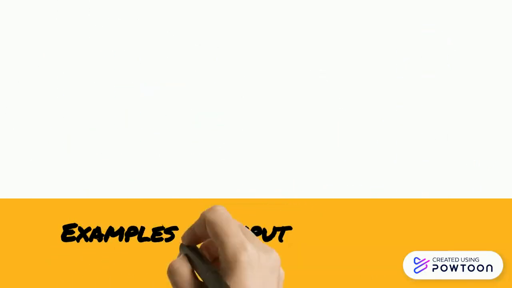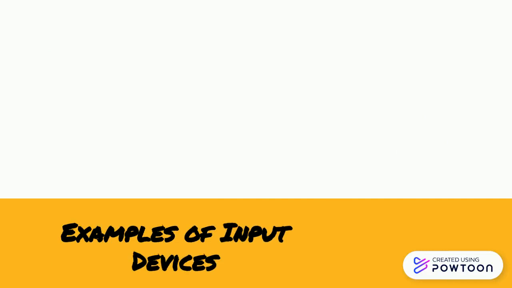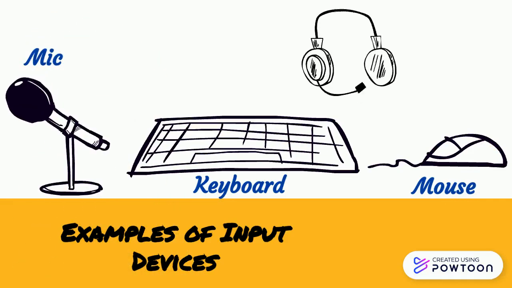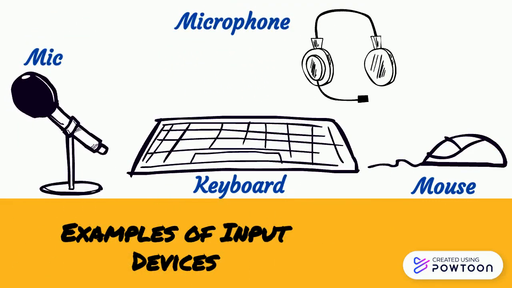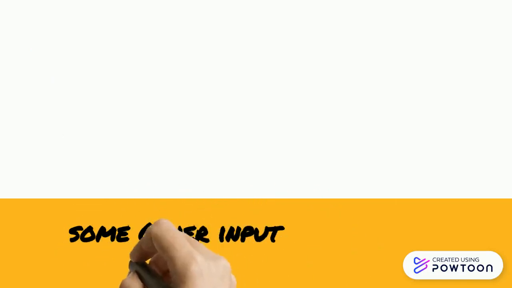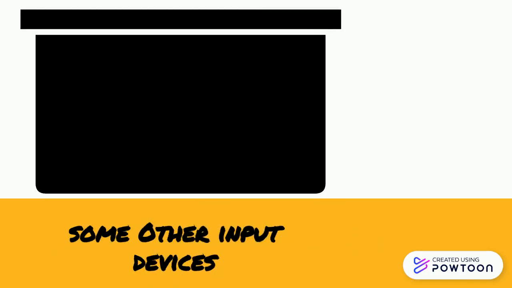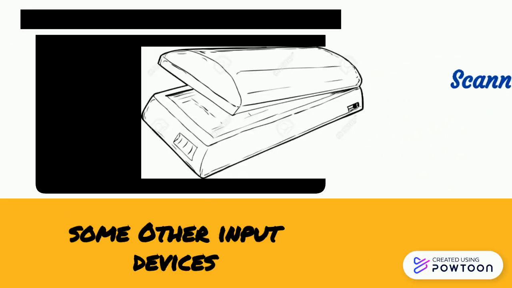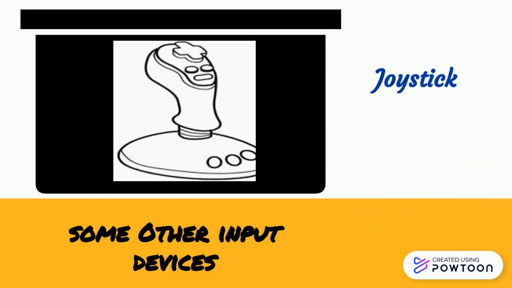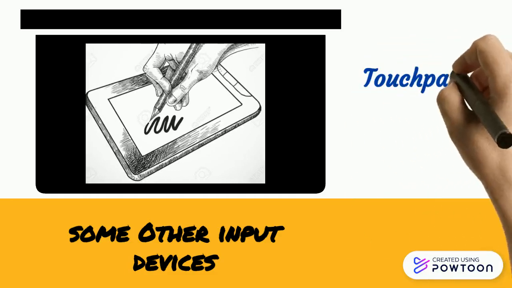Now let's look at some of the examples of input devices. A keyboard, a mouse, a mic, or a microphone. They are all input devices that help us communicate to the computer. We can also look at some other input devices. These are the devices you would see around you commonly these days. A scanner, a gamepad, a joystick, a touchpad, and a light pen.